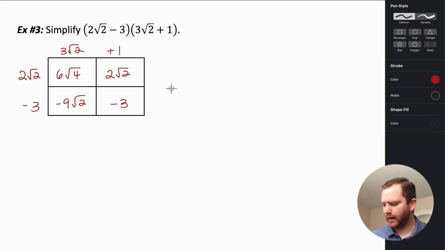Now, do we have any like radicals? So we need to try and simplify this. The 6 rad 4 doesn't have any. The square root of 4 is actually just 2, right? So this is really like 6 times 2. 6 times 2, that's 12.